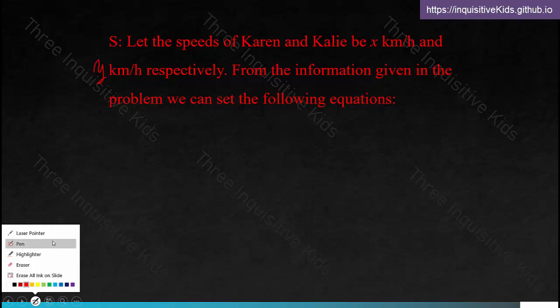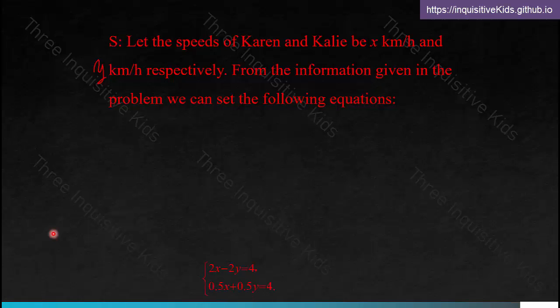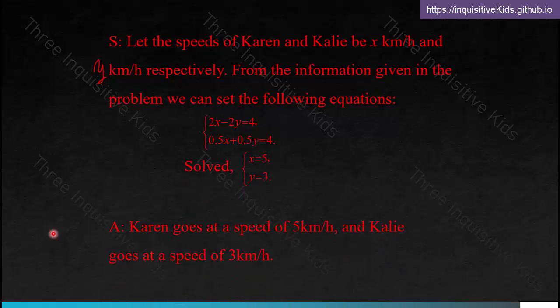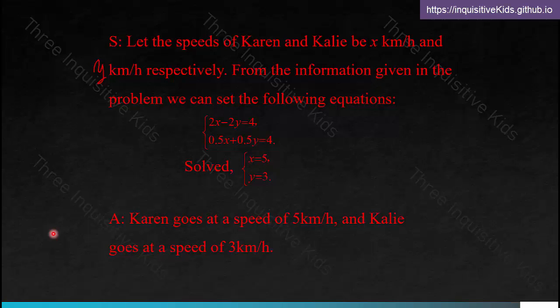From the information given in the problem, we can set the following equations. So we know 2x minus 2y is equal to 4. 0.5x plus 0.5y is equal to 4. Solved, x is equal to 5 and y is equal to 3. So Karen goes at a speed of 5 kilometers per hour, and Kaylee goes at a speed of 3 kilometers per hour.